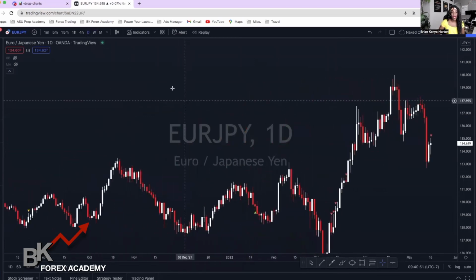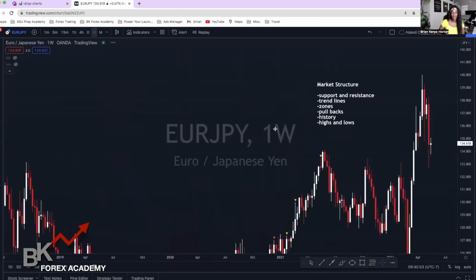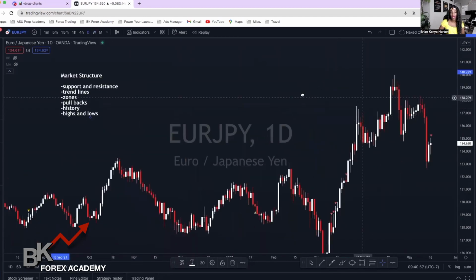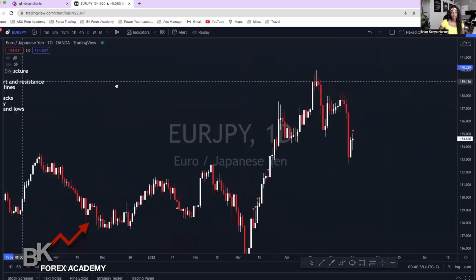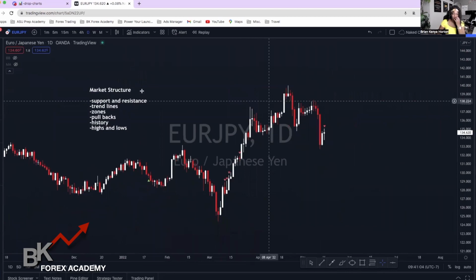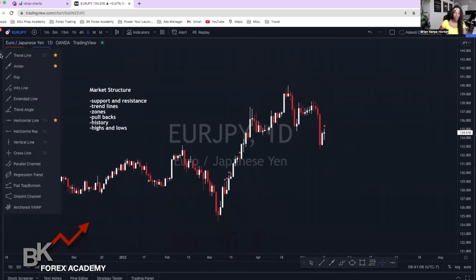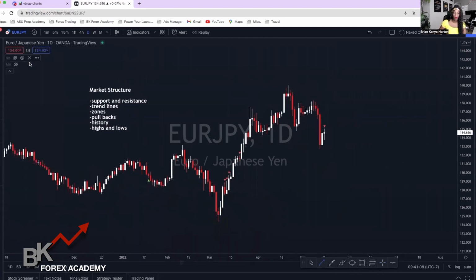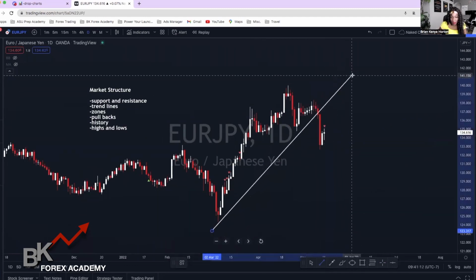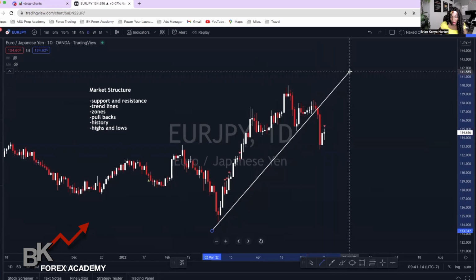So let's look at Euro JPY as an example. You can see here, this is the weekly, but let's just go out to the daily and look at what we're seeing here. On this daily chart, you can see that previously the market was in an uptrend. So I'm just going to grab my trend line. Remember, we're going to use our trend line, and I can simply draw my trend line right here.